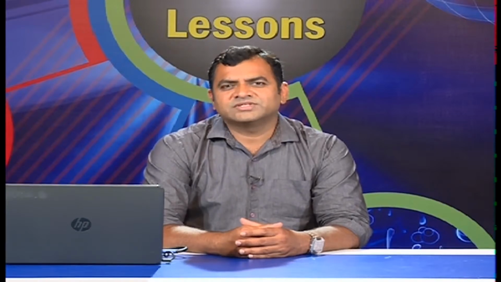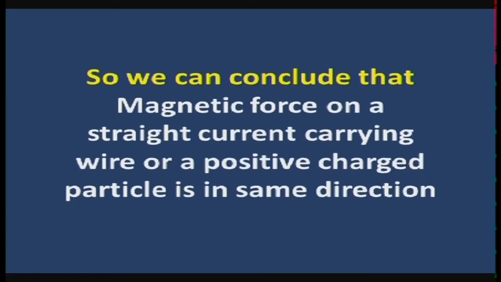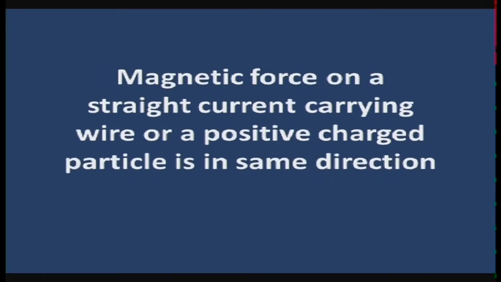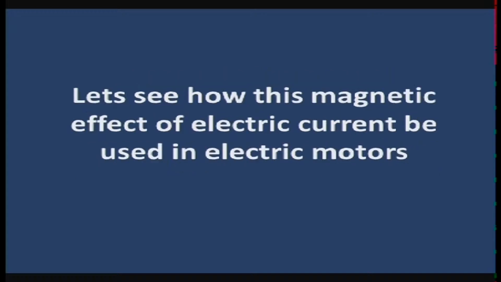So, we can conclude that magnetic force on a straight current carrying wire or a positive charged particle is in the same direction. Let us see how this magnetic effect of electric current can be used in electric motors.